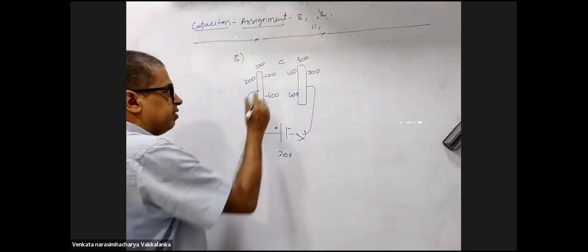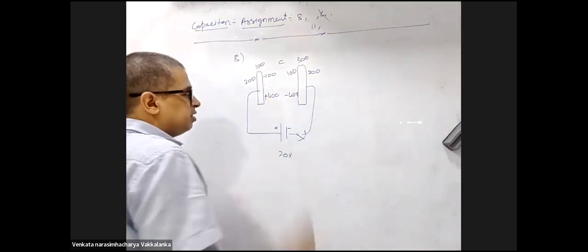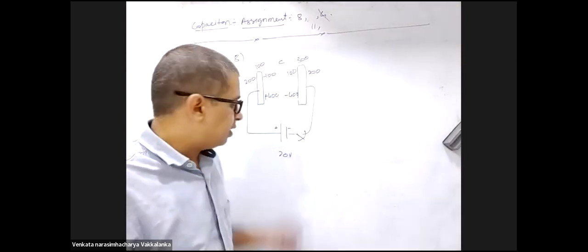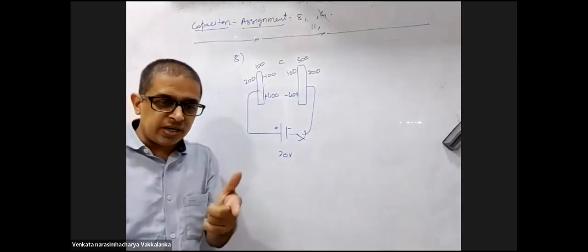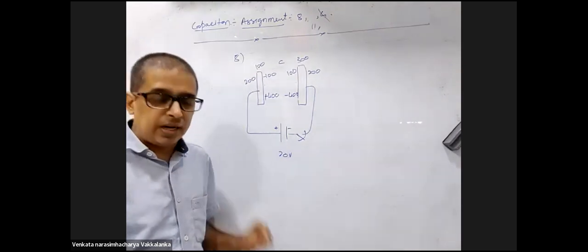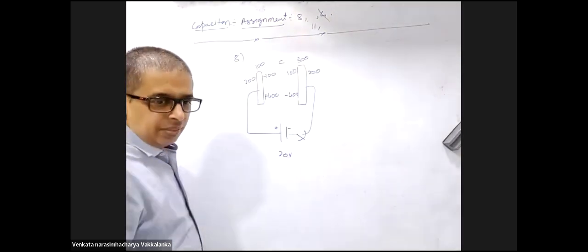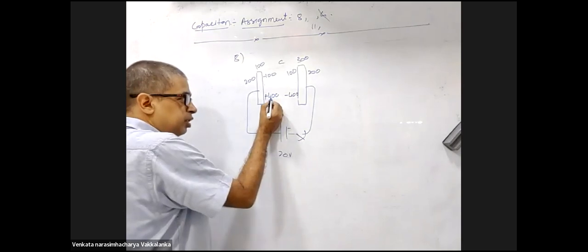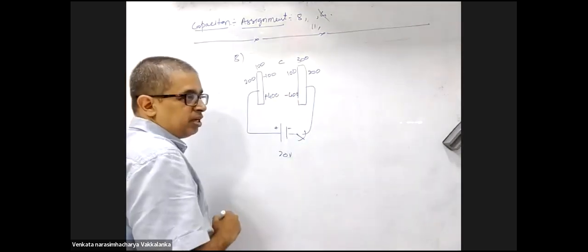This is positive, negative. So this will be plus 400, and this will be minus 400. Right? There is a mistake in the print. The right side will not be the longer line; the right side will be the shorter line. Now watch out for this. This should be plus 400. This should be minus 400.